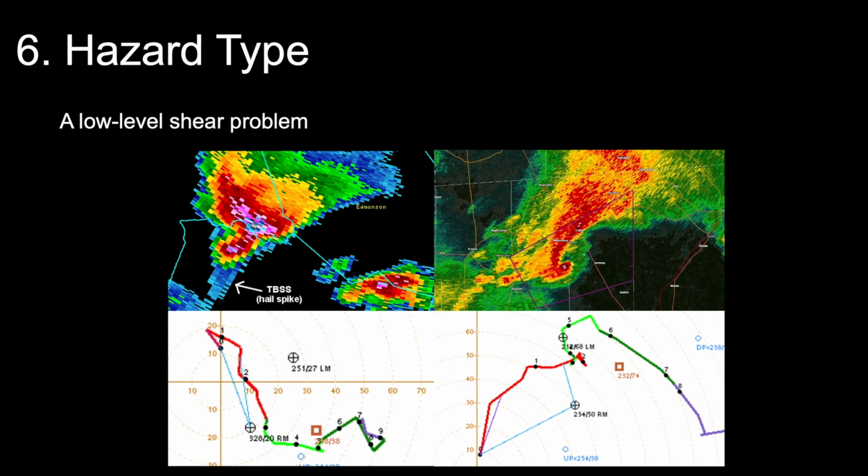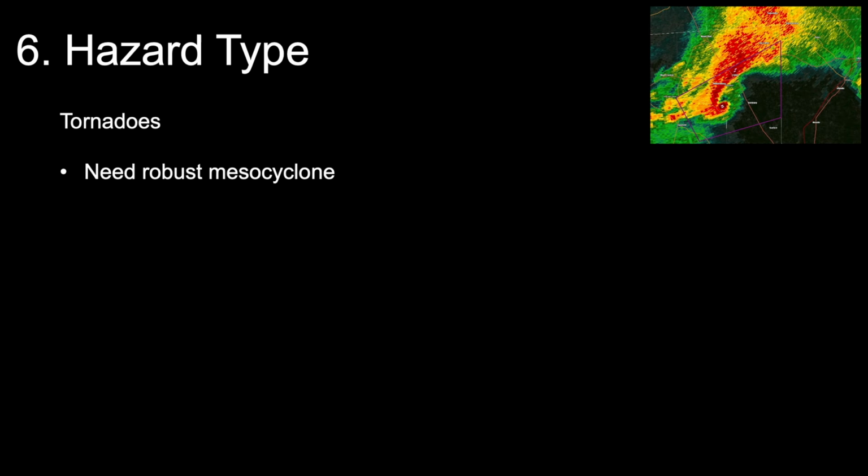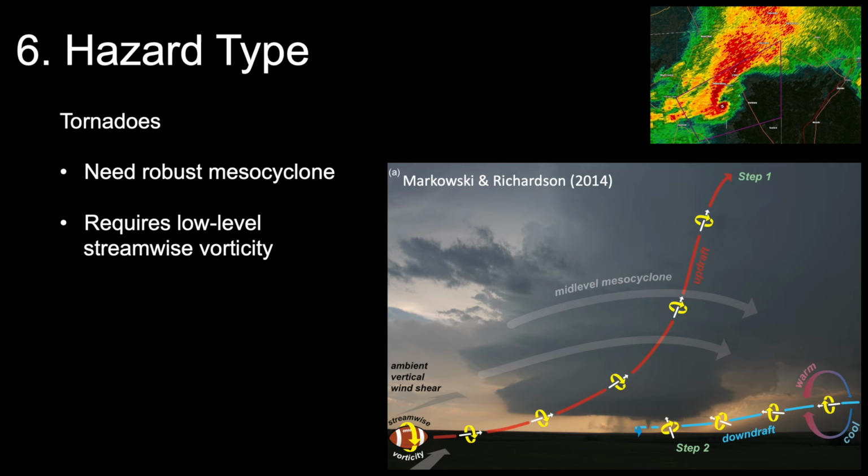So hazard type then, as we're finding lately, is actually a low-level shear problem, both for tornadoes and for hail. And for tornadoes, most of us watching this know that we need a robust low-level mesocyclone. We need a strong supercell. And this is going to need a lot of low-level streamwise vorticity to get the job done.